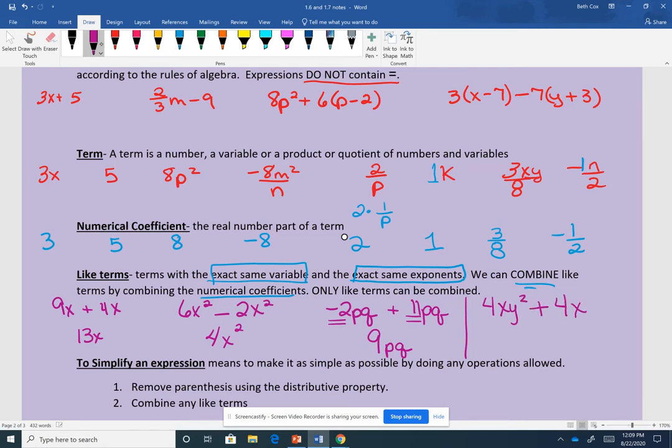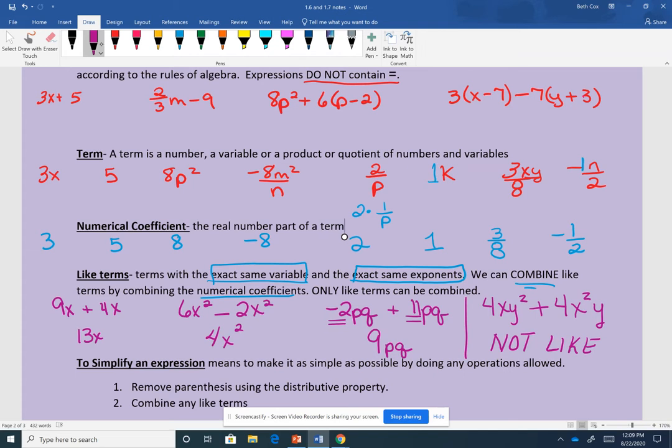4xy to the second plus 4x to the second y. Look very closely. These are not like. You cannot combine them. Go back to the definition: exact same variables with exactly the same exponents.